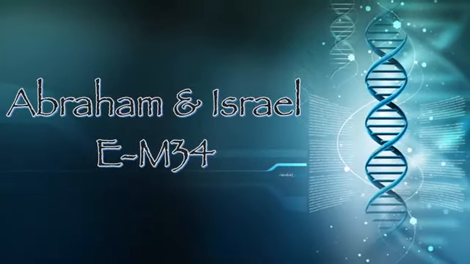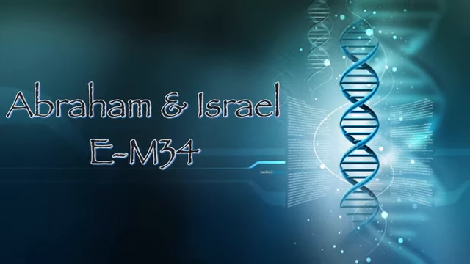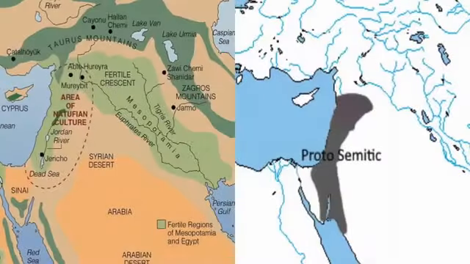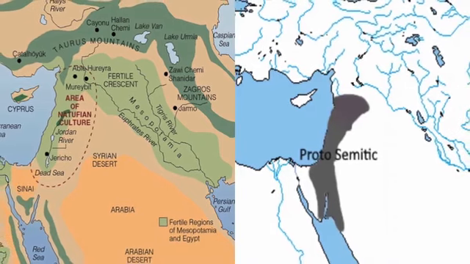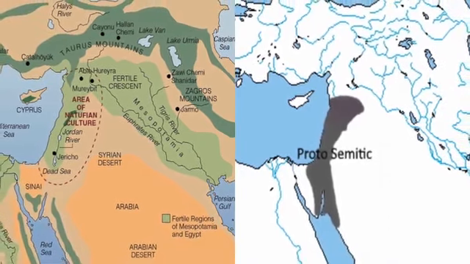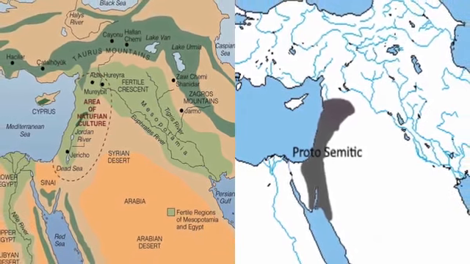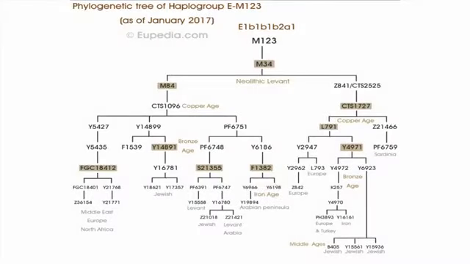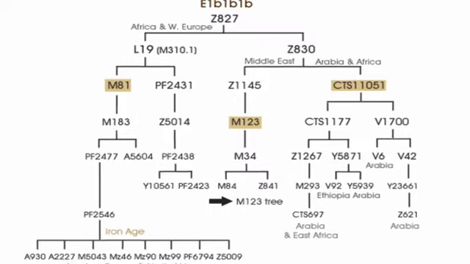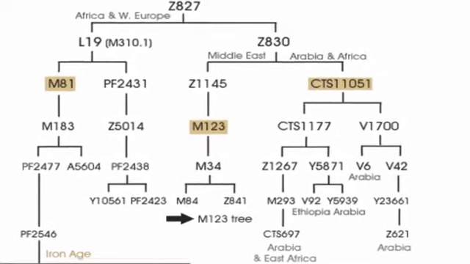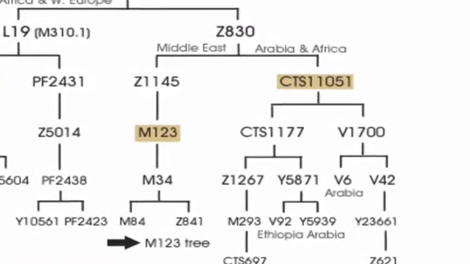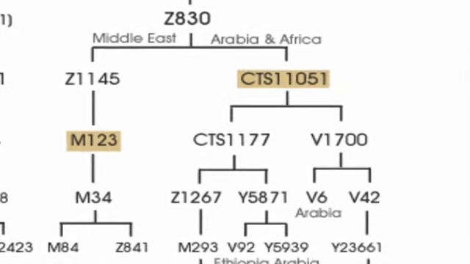One candidate for Abraham and the Israelites is E-M34. One method we can use to determine the haplogroup of Abraham and therefore the Israelites is by looking at the origin of the subclade and the location for the origin of Semites. One subclade of haplogroup E that Abraham could have been is a downstream of E-M34. E-M34 is a downstream of E-M123 and E-Z830, which the Natufians carried.